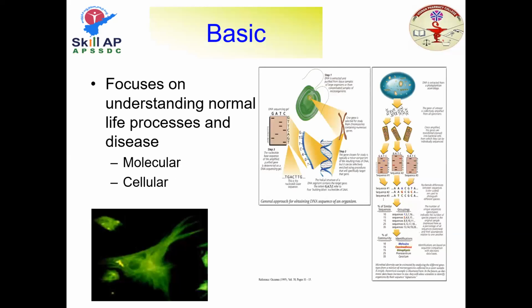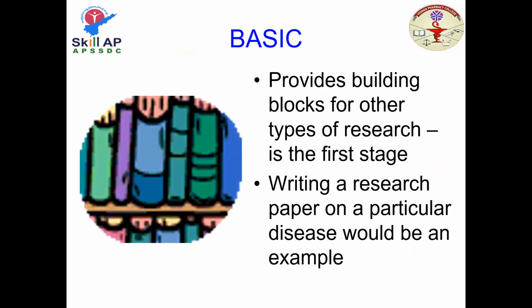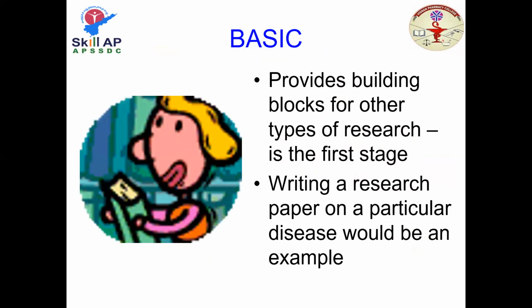It focuses on understanding normal life processes and diseases. This may be molecular or cellular. Many times there are people who are acknowledged with Nobel Prizes because of their basic research, because they are the people who are bringing out what is there in the cells. They are the people who are working vigorously. So this provides building blocks for other types of research in the first stage.